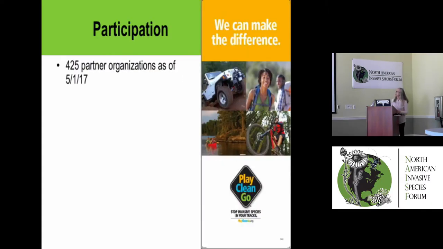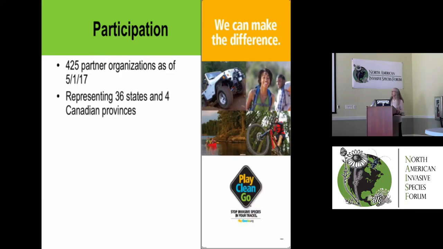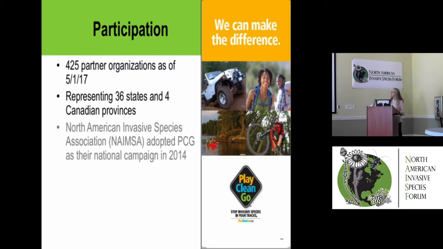So current participation, right now we have 425 partner organizations as of the 1st of May. We're adding somewhere around 10 a month, and that growth rate has been pretty consistent since 2014 when the North American Invasive Species Management Association joined in. Those are spread across 36 states and 4 Canadian provinces, so we're beginning to get a pretty wide spread.